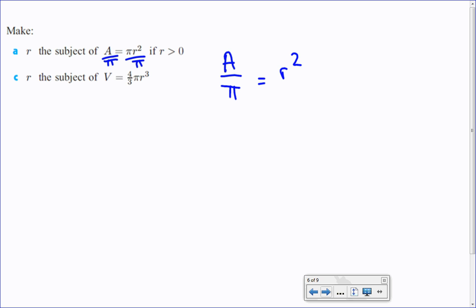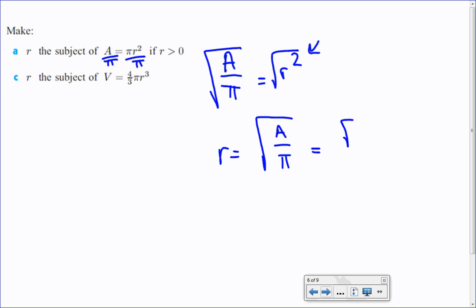And we want to get r alone, so we want to get rid of the square, which means we'll have to take the square root of both sides. So r will equal the square root of a over pi, and all of that is underneath the square root. If you want to, you can even say it's equal to the square root of a over the square root of pi. Okay, those are equal. You don't have to do that step though. This is just fine. Okay, so either way.